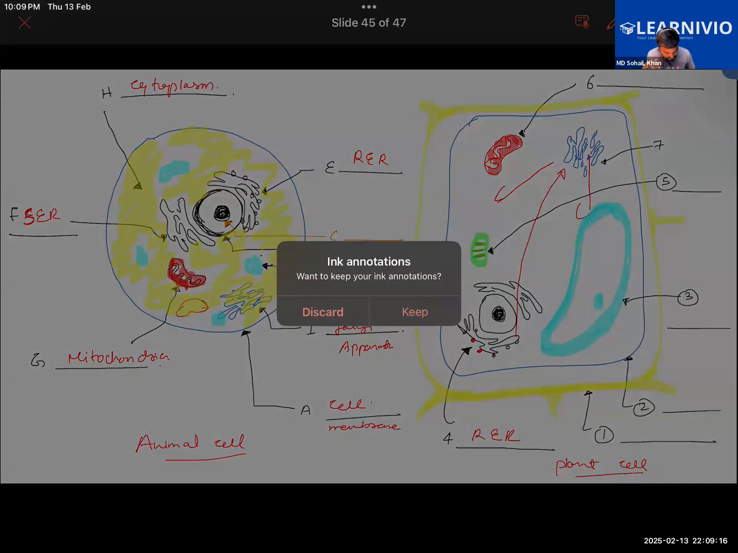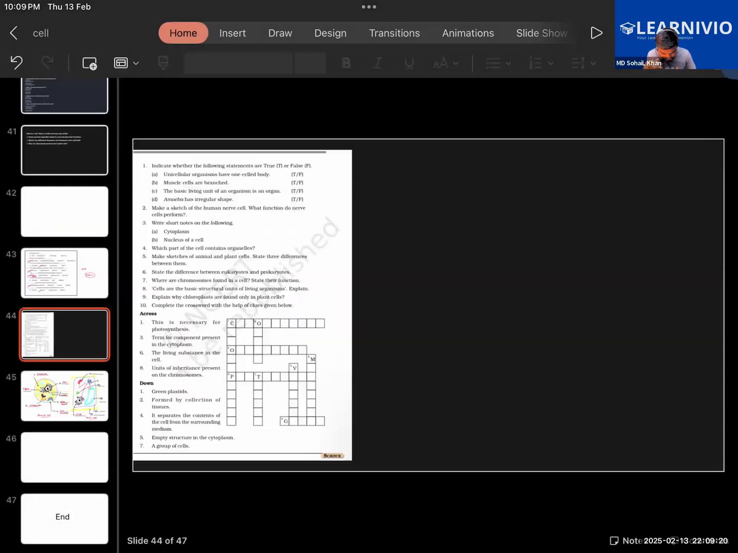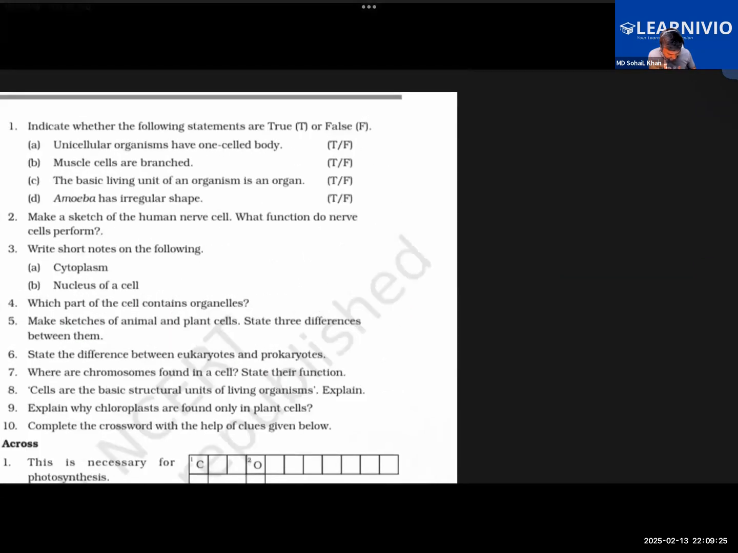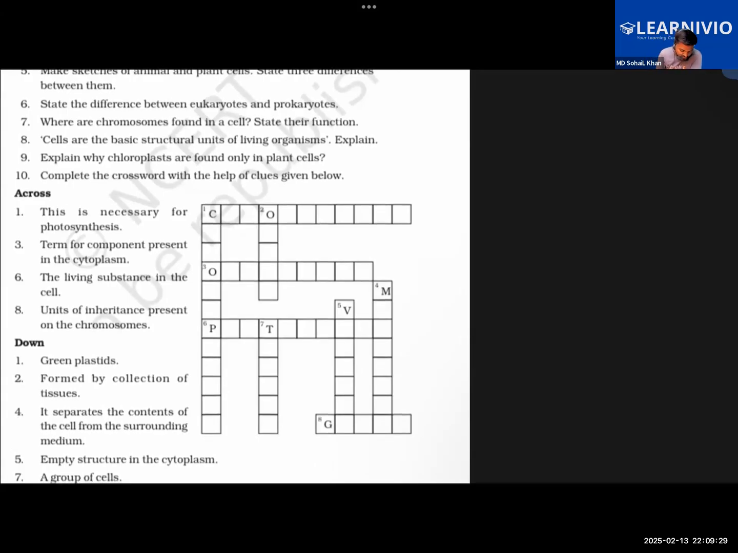Okay, let's do some questions. Some questions were left from this one. State the difference between eukaryotes and prokaryotes. Sixth one, Vaiga, you will answer. Seventh one, you will be answering, Ramesh. So am I supposed to answer the sixth one? Yes. Okay, sir.